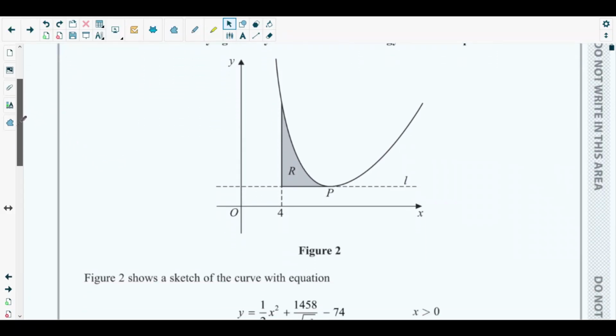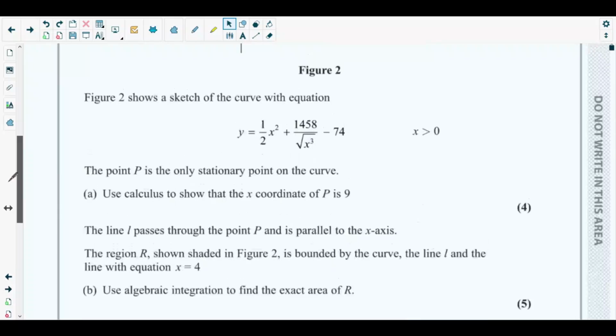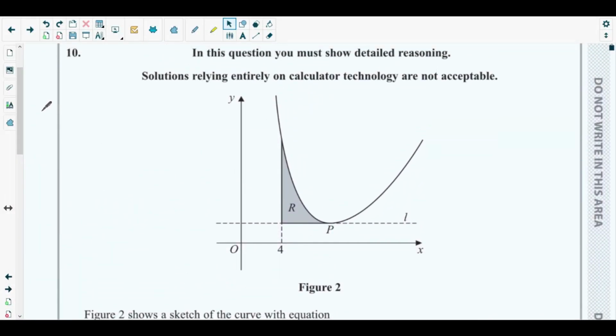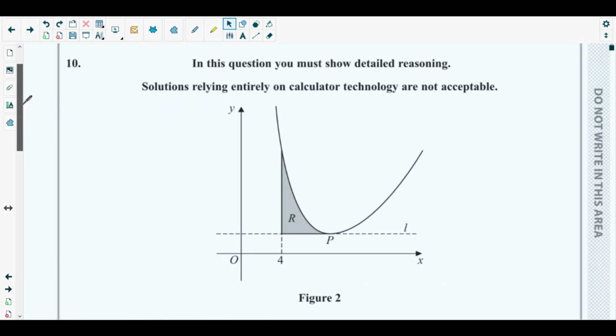The concepts behind question number 10 are from calculus. To be more specific, it's related to integration and also differentiation of your Pure Mathematics 2 textbook. In order to solve this question, you should have an idea about the last two chapters, chapter 7 and chapter 8, differentiation and integration of your P2 syllabus. Okay, so let's get started with question number 10.